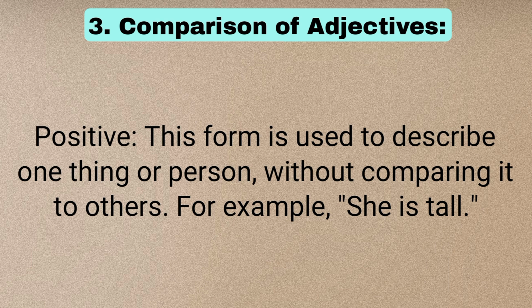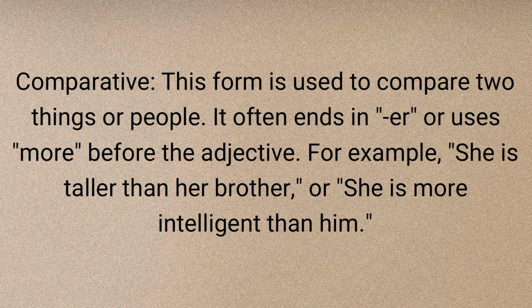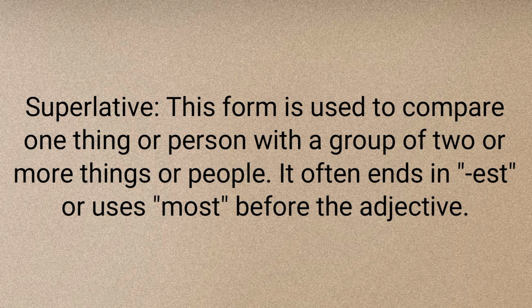3. Comparison of adjectives. Positive. This form is used to describe one thing or person, without comparing it to others. For example, she is tall. Comparative. This form is used to compare two things or people. It often ends in "-er" or uses "more" before the adjective. For example, she is taller than her brother, or she is more intelligent than him.